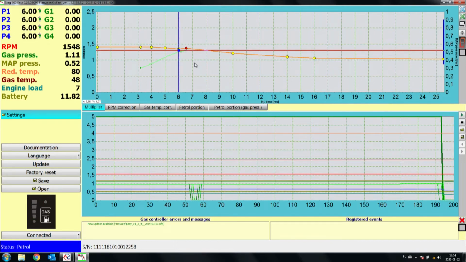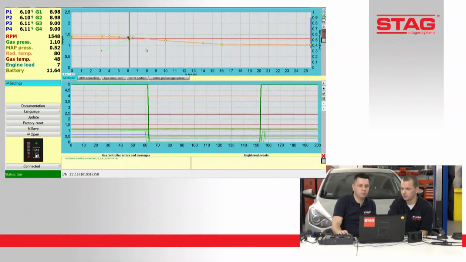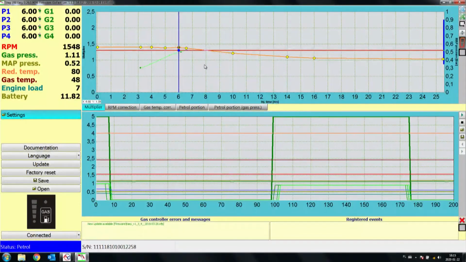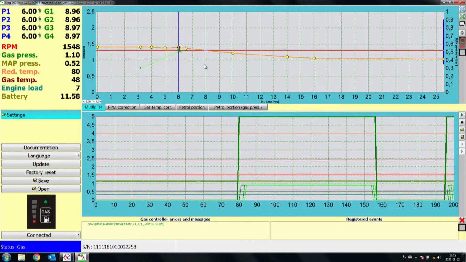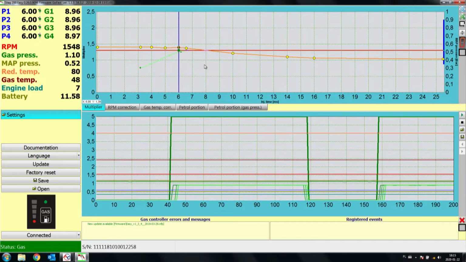So then we switch to petrol. In this point, once again. Okay, and we switch to gas again. Oh, it's a little bit better, right? It's a little bit better, but they should be exactly the same. So once again to petrol. Okay, a little bit higher. Twice up, and once again. Now we see that the mixture is correct.